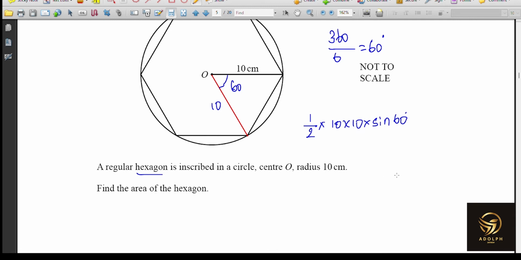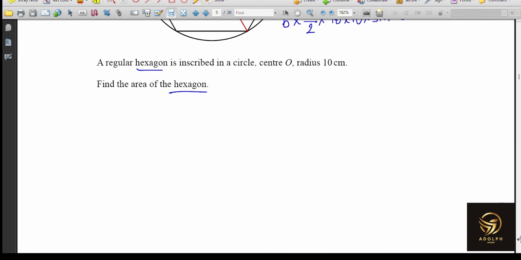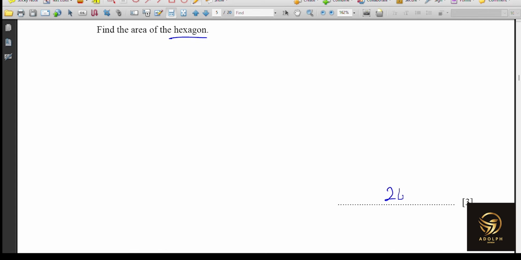But that is actually the area of one triangle, and I have to find the area of the hexagon. As I said before, six identical triangles are there, so I can multiply this area by 6 so that I will be getting the answer. If you put these values in your calculator, then you'll be getting the answer of 150 root 3, or else that 3 significant figure answer as 260. 260 centimeter square you can write it.